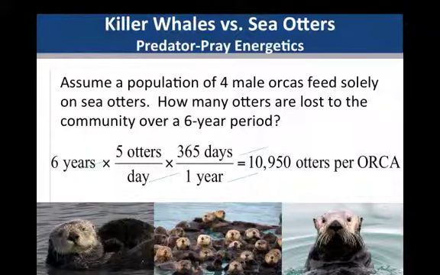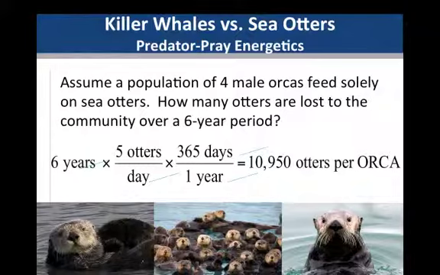So now we're going to assume a population of 4 male orcas feeds solely on sea otters. So they're only going to eat sea otters to get their 308,000 kilocalorie a day requirement. How many otters are lost to the community over a 6-year period?